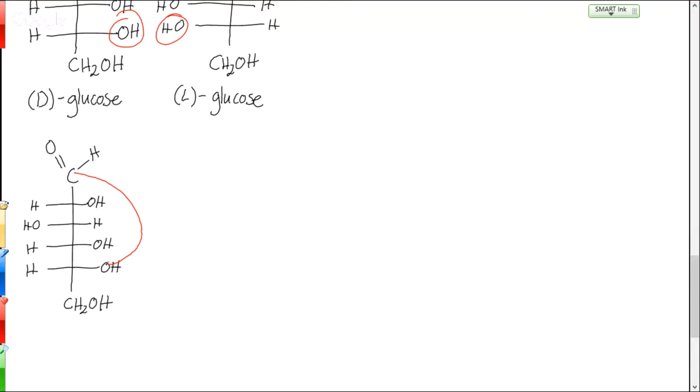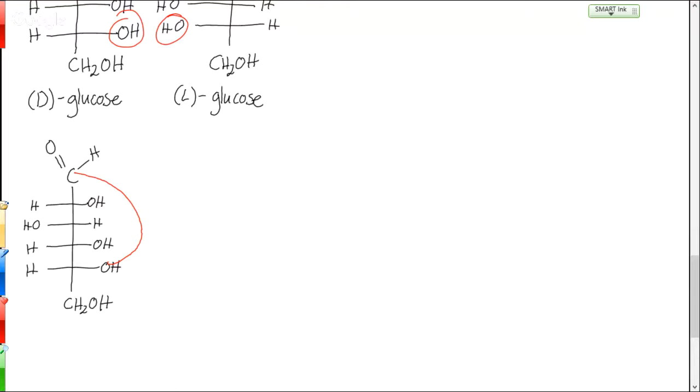When that happens, these other OHs that we had on the chain, they're fixed in either up or down positions. So just like on the chain, they were left or right, or coming out of you, or going back, whatever. When we make this ring structure, they're stuck in either up or down positions. And so just like how in the Fischer projection, we have the left or right for the OHs, in this ring, we have the up or down.